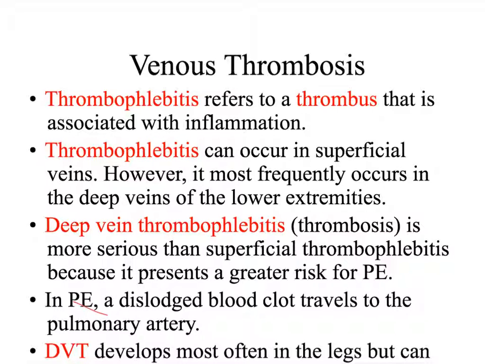And again, we're mentioning the risk of having a PE, which is a dislodged blood clot that travels to the pulmonary artery, which can cause acute respiratory distress in your patient. At the bottom of the slide is the DVT, the deep vein thrombosis. That's just a term referring to when this deep vein thrombophlebitis occurs in one of the deep veins.